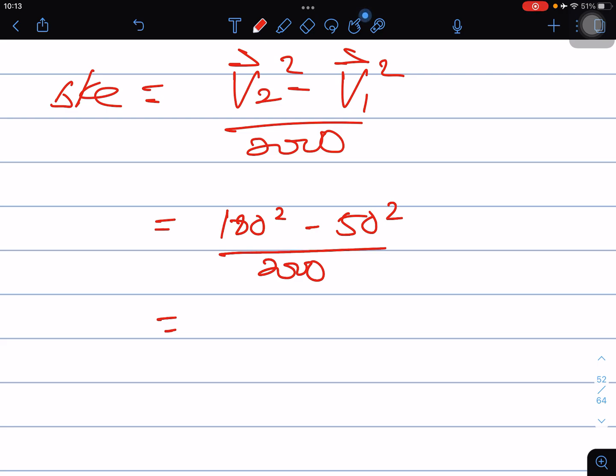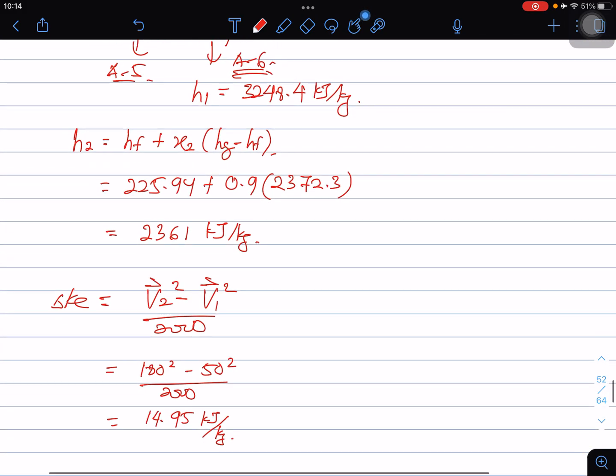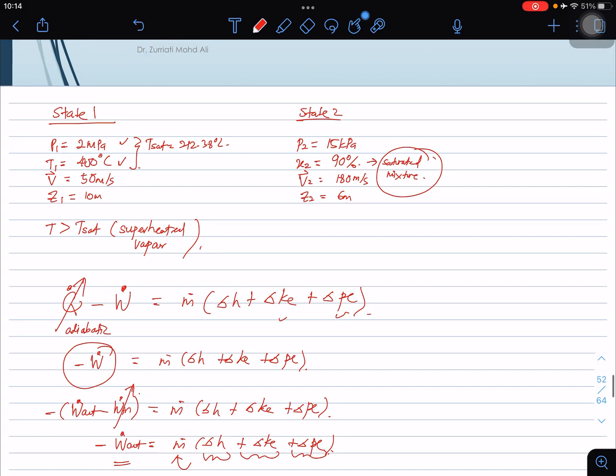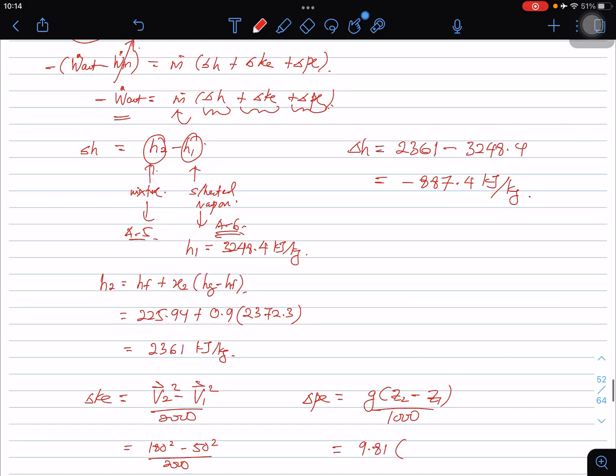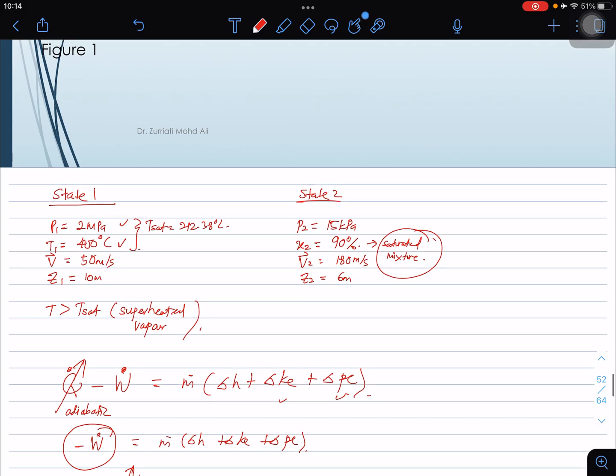So you will get the value as 14.95 kilojoule per kg. Okay, the last one is change of the delta PE, which is equal to g (Z2 minus Z1) over 1000. So this is 9.81. Z2 here is 6 meter. Z1 is 10. So the velocity here is increasing, right?